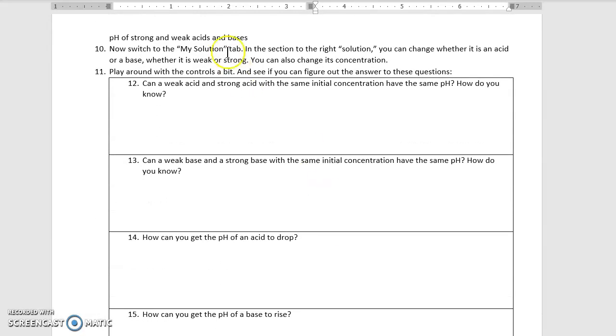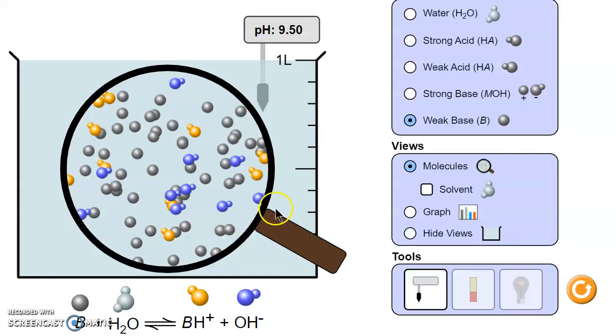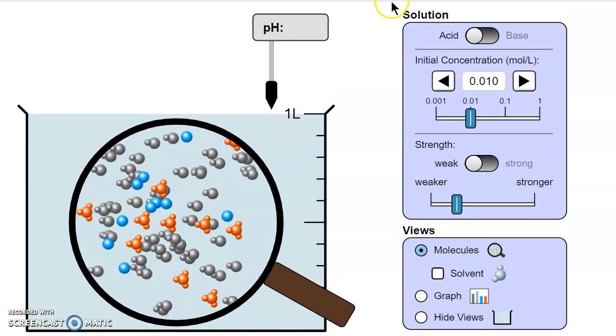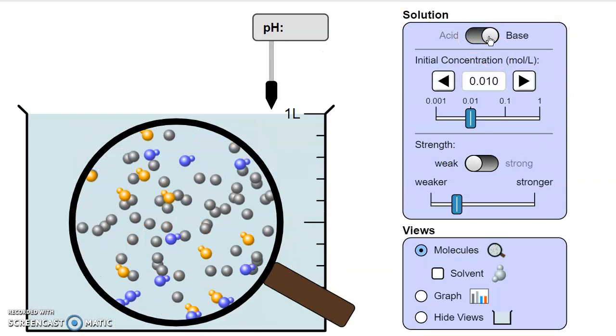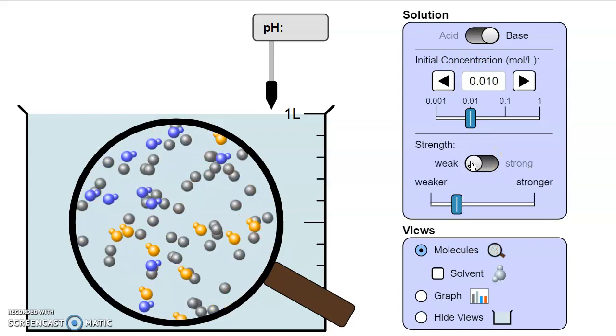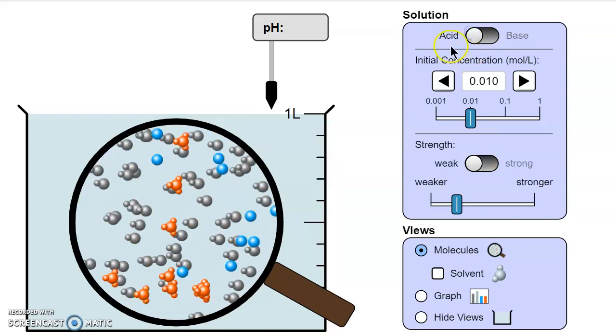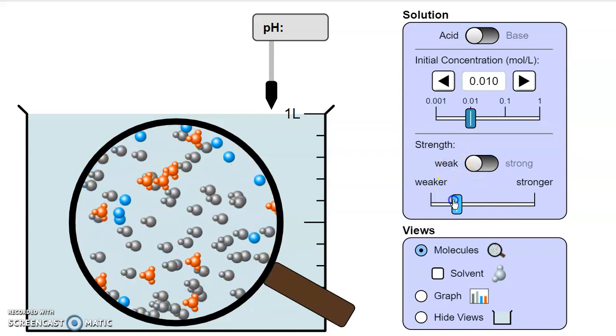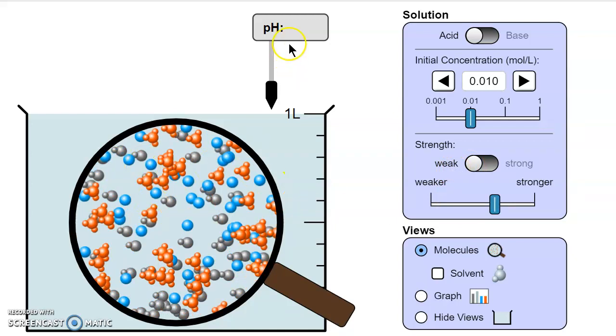To fill out the back part, you're going to go to the My Solution tab, and this is going to be some exploration. All I did was switch the tab down below. You can switch between an acid and a base. You can change the concentration. You can specify whether you want a strong base or a weak base, or you can go to acid and specify whether you want a weak acid or a strong acid. You'll notice that if it's a weak acid or base, you can even change the strength, and you can see what happens on this side.